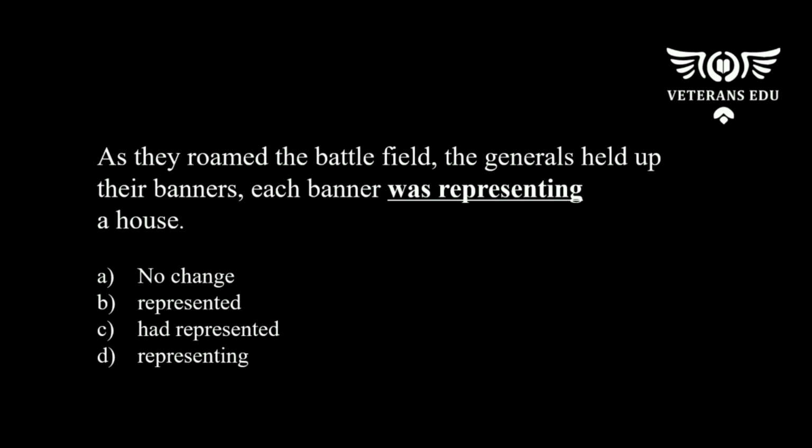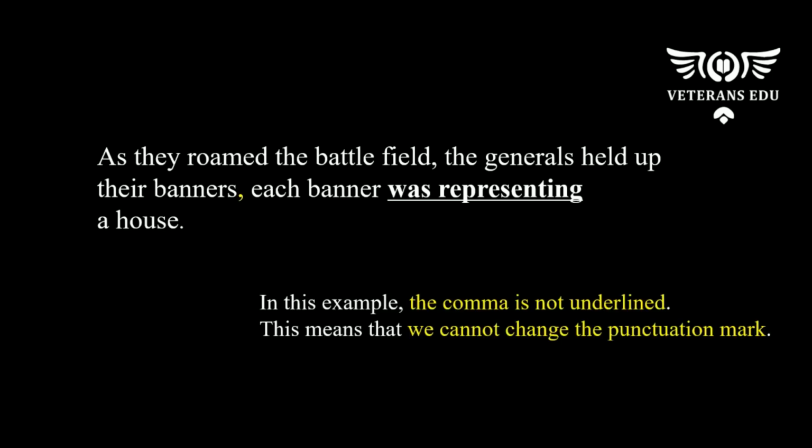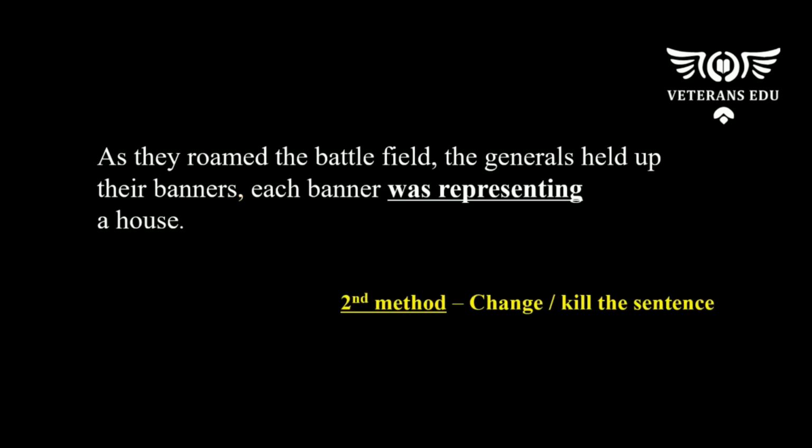The correct answer is D, representing, and here's why. In this example, we cannot use the previous method because the comma is not underlined. This means that we cannot change the punctuation mark. And this leaves us with the second method, kill or change a sentence.